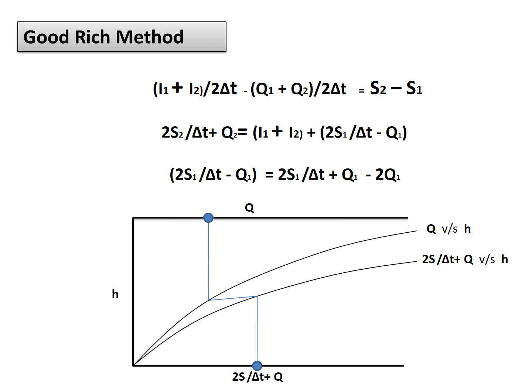So the same procedure is followed, that is, first determining the 2S1 by del T plus Q1. Then for the corresponding value of H we will get the value of Q1, and by subtracting 2Q1 we can calculate the value of 2S1 by del T minus Q1, and ultimately we will get the value of 2S2 by del T plus Q2.